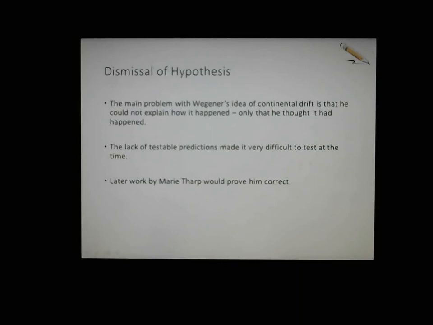So Wegener's idea didn't have a how, and that was all the issue. No testable predictions made it very hard for them to test, and so they just kind of got tossed to the side. But as we saw with our earlier videos, Marie Tharp came along, started looking at sonar mapping of the ocean, and she helped prove that, hey, he was actually correct. He just didn't have all the pieces put together there. Okay, so the hypothesis was thrown out, and it took about 40 or 50 years or longer before his ideas were vindicated.